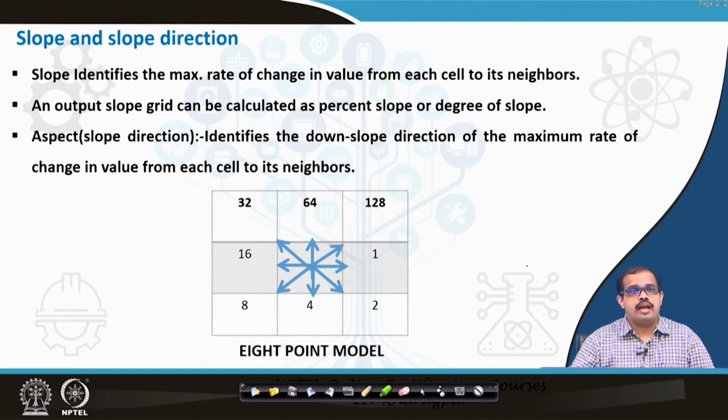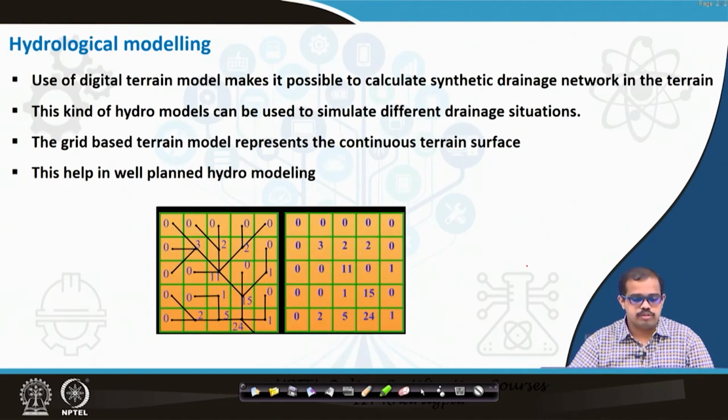So, aspect or slope direction identifies the down slope direction at the maximum rate of change in value from each cell to its neighbors. For example, I am showing you one of those hydrological models. When you look at this, it is defining how the hydrological model is connected, how that particular drainage system is connected. So, this kind of analysis can be performed using slope modeling.